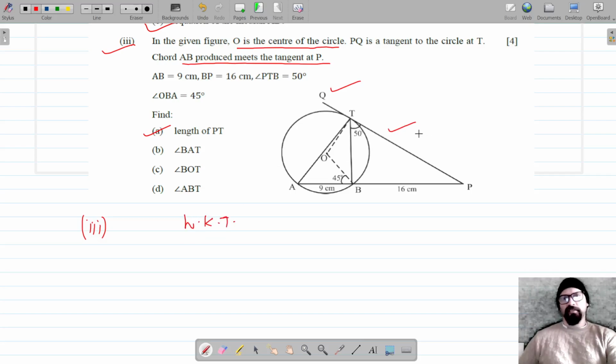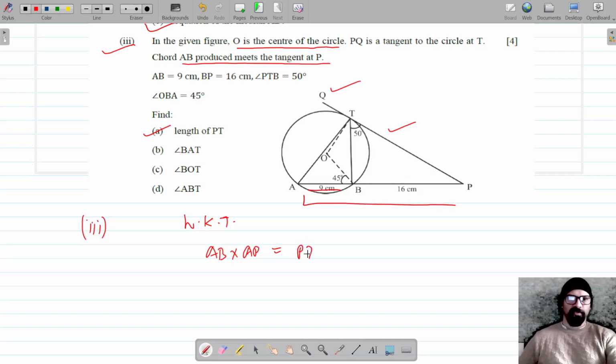So here, PT is a tangent and AP is a secant, and we know that the tangent secant theorem says that AB into AP, this is a secant, this is a tangent, so AB into AP is equal to PT square, by the secant tangent theorem.